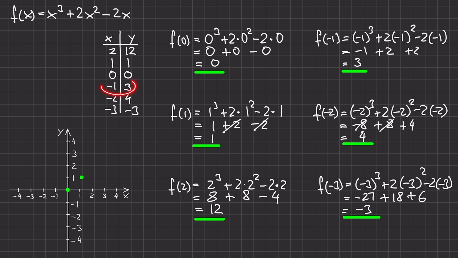So the point (-1, 3) is on the graph. (-2, 4) is on the graph. And (-3, -3) is also on the graph. I can tell you that our function is going to look like this. Which makes sense because a function of degree 3 has a maximum of 2 turning points.